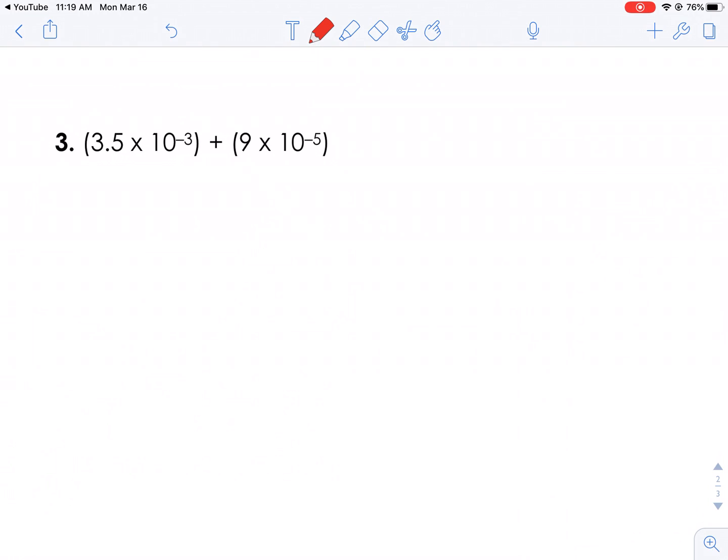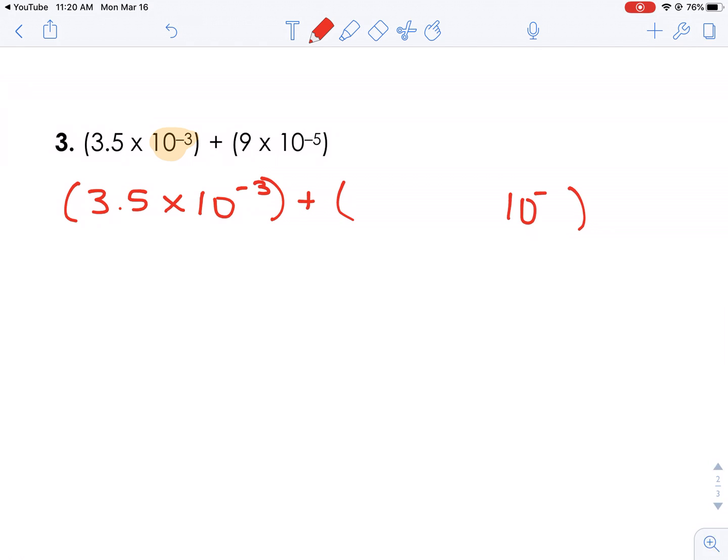Number 3, we have 3.5 times 10 to the negative third plus 9 times 10 to the negative fifth. So again, they're not having the same power of 10, so we need to make them the same. Again, you can make them both 10 to the negative third, or both 10 to the negative fifth. It doesn't matter which one you choose, you just get to make a choice. So I'm going to keep the first one the same, as 3.5 times 10 to the negative third. And I'm going to change the second one.